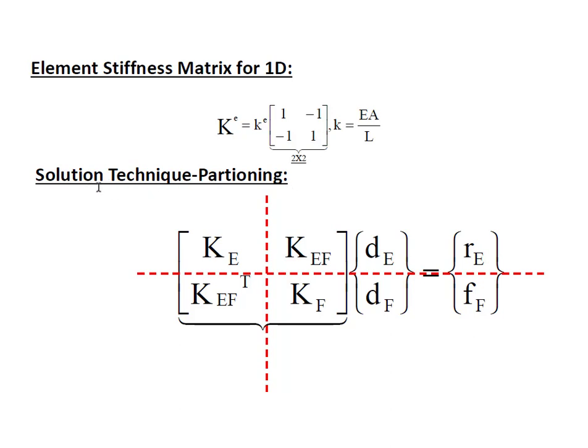And the solution technique used is based on partitioning, in which we group the degrees of freedom by essential or free. Essential are those nodes that we know, and free are the nodes that we don't know. Based on that, we can partition our global system of equations, and we end up solving 2 equations with 2 unknowns. In this case, the unknowns are the reaction forces and the free degrees of freedom.